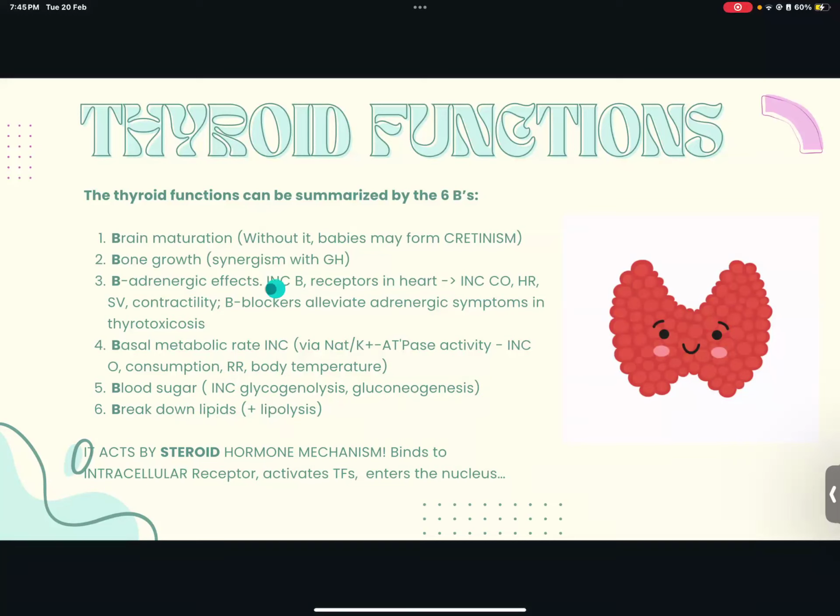And basically, thyroid hormone is going to act by the steroid hormone mechanism. So it's going to bind onto an intracellular receptor and activate transcription factors, enter the nucleus, and then it'll transcribe specific genes.